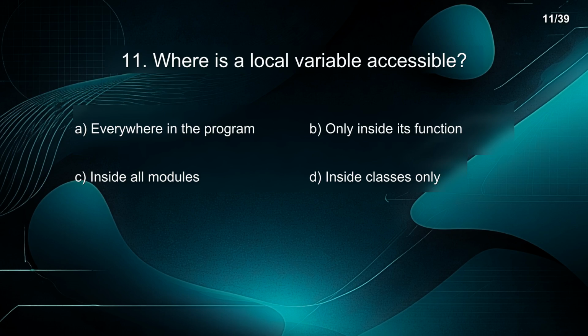11th question. Where is a local variable accessible? A. Everywhere in the program. B. Only inside its function. C. Inside all modules. D. Inside classes only. Correct answer is B. Only inside its function.